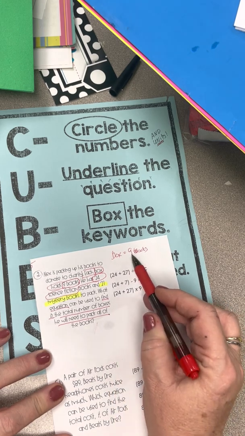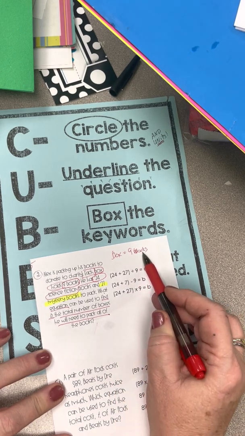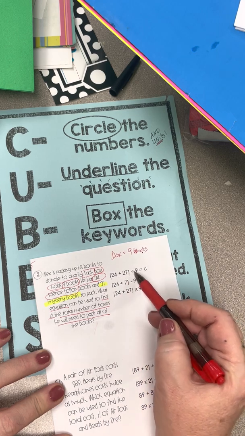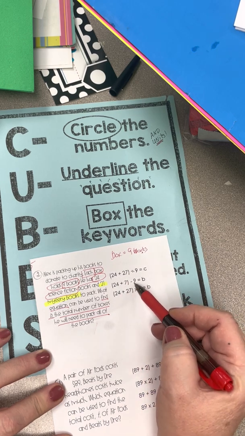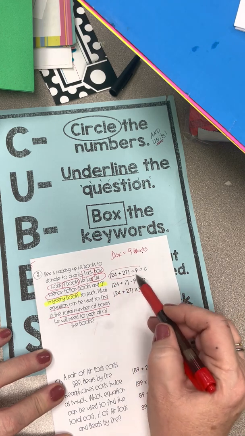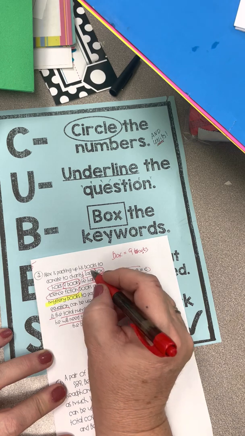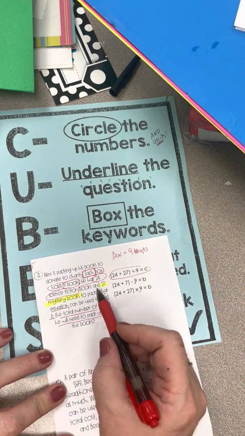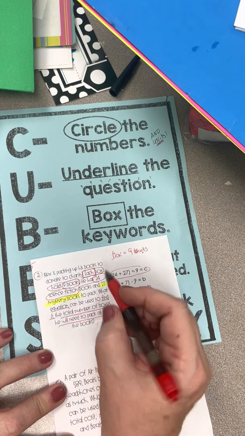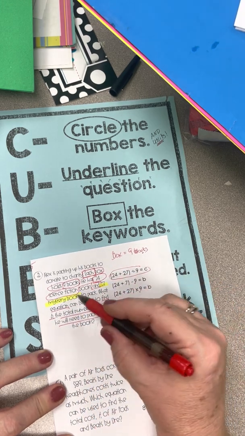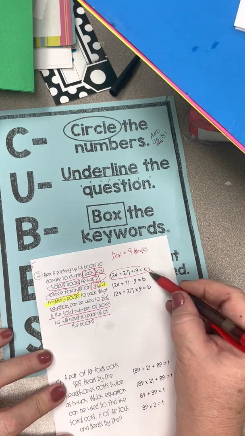So if each box holds 9, we could take our total number, and when we divide by 9, subtract 9, or multiply? Well, we're going to divide. Okay, because up here it tells us each box holds 9. So we're going to divide by 9. And he has 24 science fiction and 27 mystery. So that will be our equation.